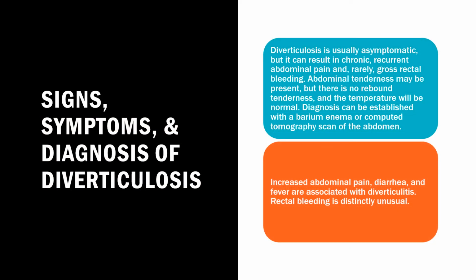Signs, symptoms, and diagnosis of diverticulosis. Diverticulosis is usually asymptomatic, but it can result in chronic, recurrent abdominal pain and rarely gross rectal bleeding. Increased abdominal pain, diarrhea, and fever are associated with diverticulitis. Rectal bleeding is distinctly unusual.